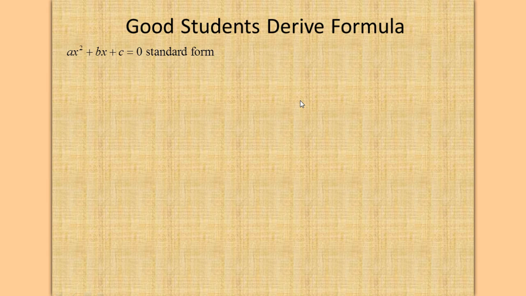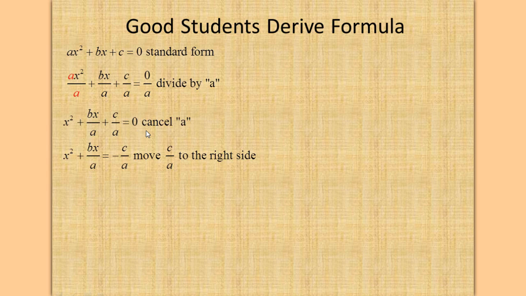Okay, our formula is ax squared plus bx plus c equals 0. Let's divide the whole equation by a. So we divide through by a each term. So a over a cancels, and we get bx over a plus c over a equals 0 over a. And we end up with x squared plus bx over a plus c over a equals 0.